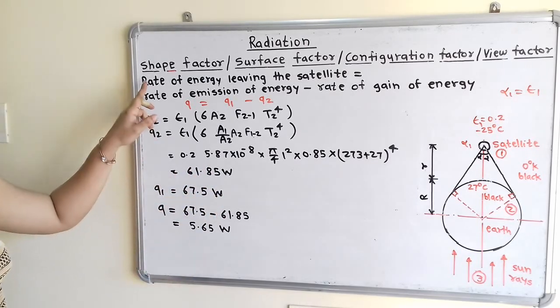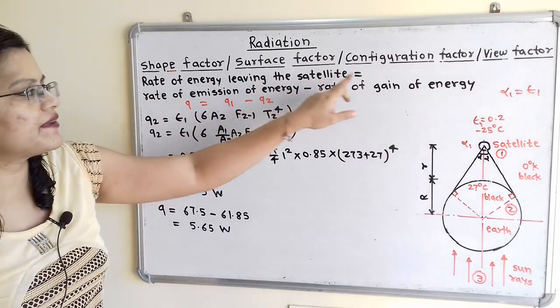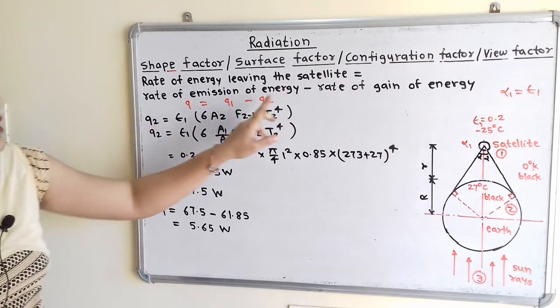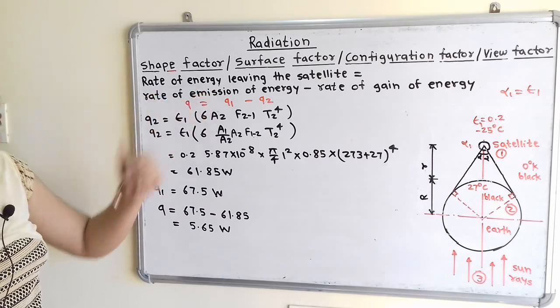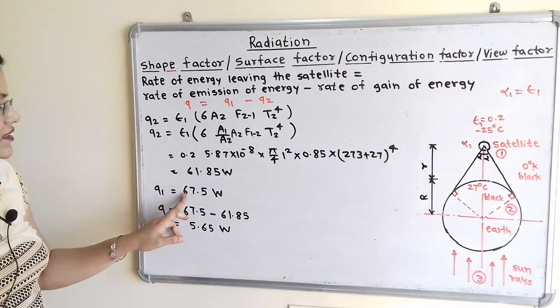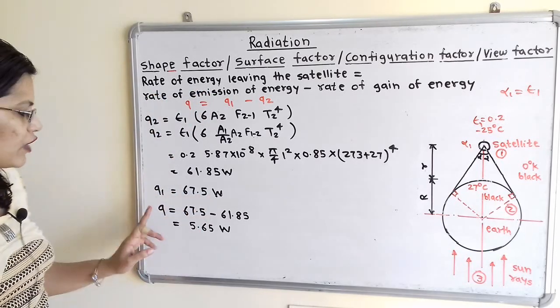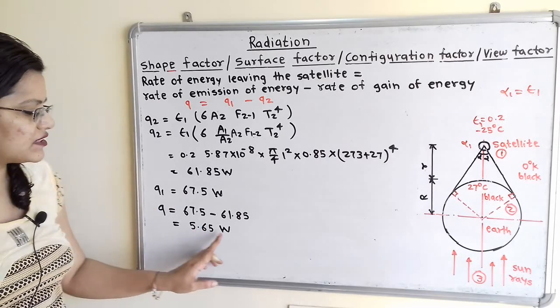So what is the value of Q? That is the rate of energy leaving the satellite, equal to Q1 minus Q2. So Q1, that we have already calculated, is 67.5 watt. So the value of Q is equal to 5.65 watt.